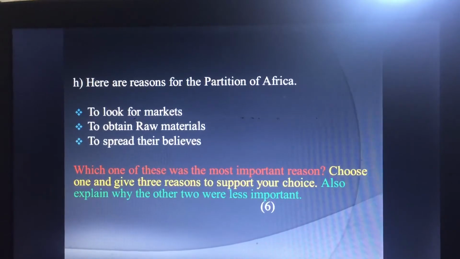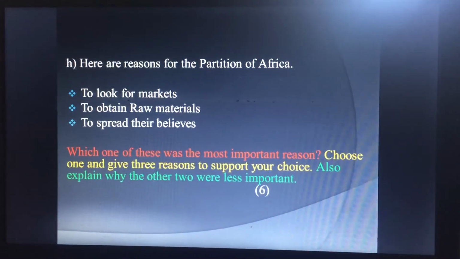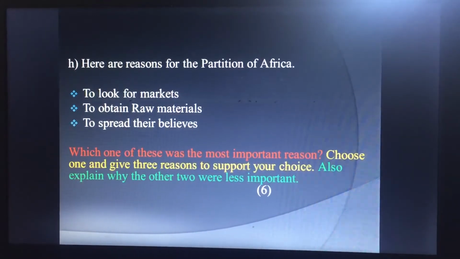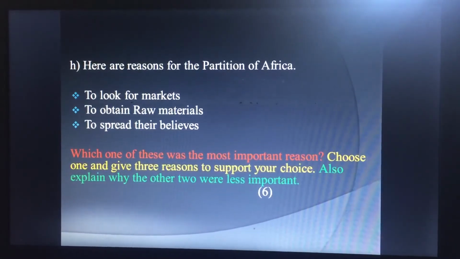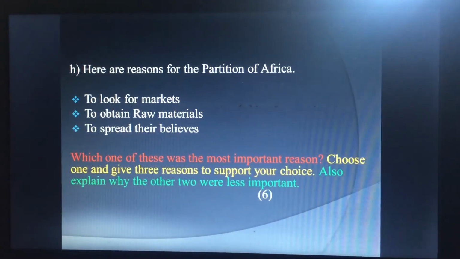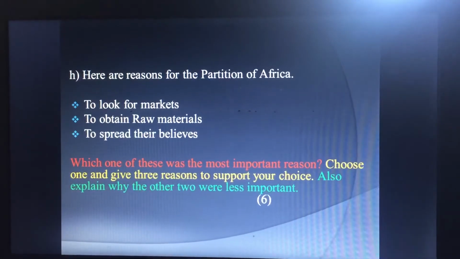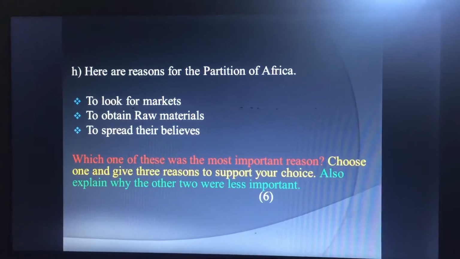And then once you are done, you go to the remaining 2 and again explain to the marker why you did not choose them. In other words, you are comparing and contrasting the 3 choices that you are given to see which one is more important. As the question says, choose one and give 3 reasons to support your choice as to which one is the most important reason.